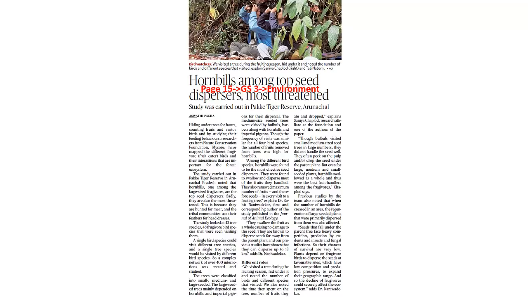This article says, Hornbills among top seed dispensers most threatened. Let's look into the context. Researchers from the National Conservation Foundation in Mysore carried out a study in the Pakke Tiger Reserve in Arunachal Pradesh. So kindly remember, the Pakke Tiger Reserve is in the state of Arunachal Pradesh. They went on a study to understand the behavior of the birds and their food habits in reference to fruits. So these researchers have mapped different frugivores, that is fruit eater birds, and their interactions that are important for the ecosystem in the forest.